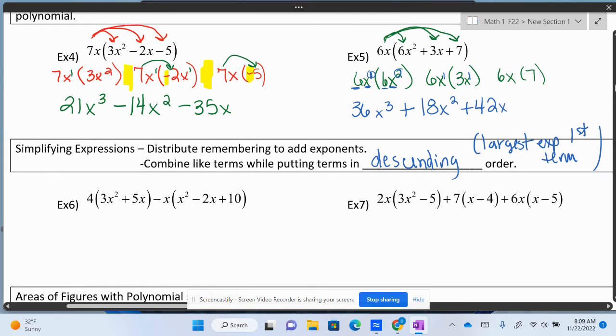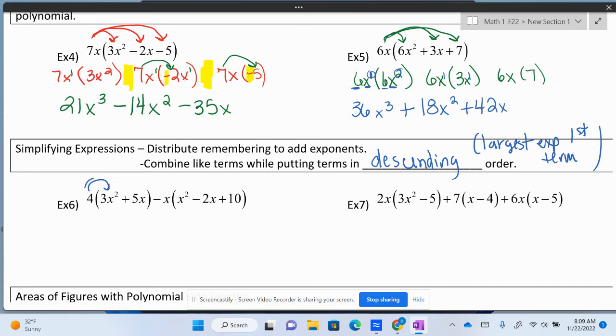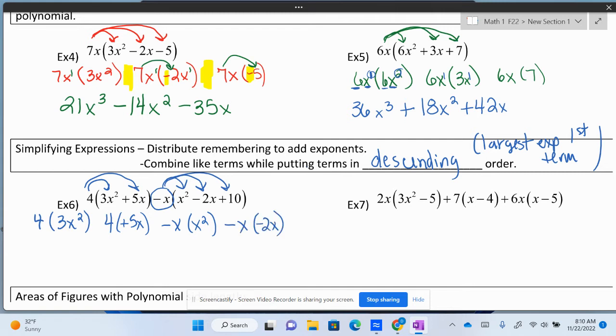So I'm going to do it the same exact way. I'm going to expand both of these so we can figure out exactly what's happening. The first thing I'm going to do is draw arrows over the top. I am multiplying the second parenthesis by a negative x. So if I expand this, I really have 4 times 3x squared. And I have 4 times a positive 5x. And then I have a negative x times x squared. And I have a negative x times a negative 2x. And I have a negative x times a positive 10.